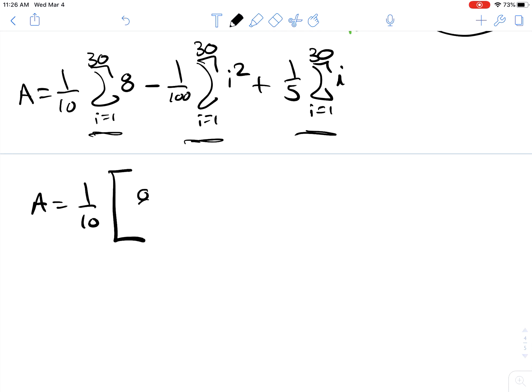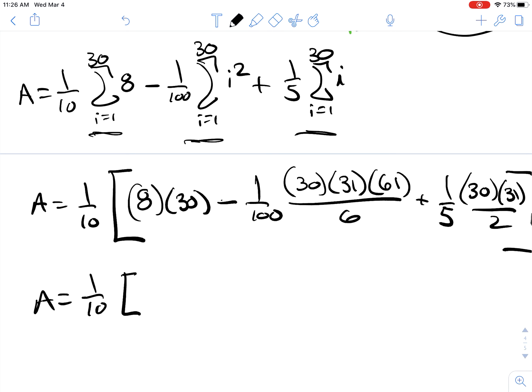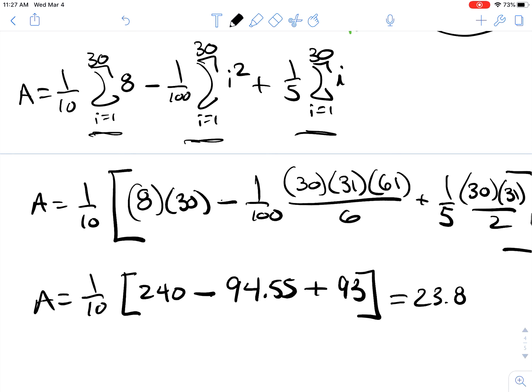So this first summation is simply 8 times 30. Here's my 1 over 100. The i squared formula is going to be 30 times 31 times 61 over 6. And then I have my plus 1/5. And the i formula is going to be 30 times 31 over 2. And if we simplify this, we get 240 minus 94.55 plus 93. And if we add all of this up and multiply by 1/10, we get 23.85.